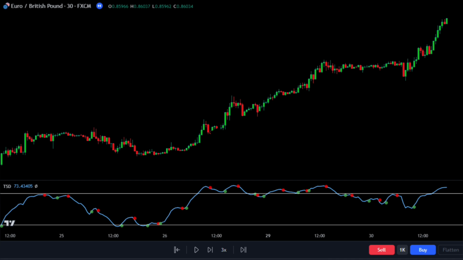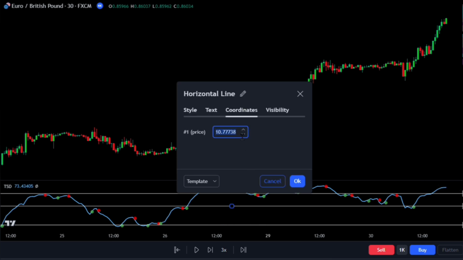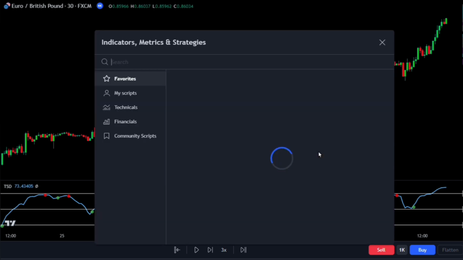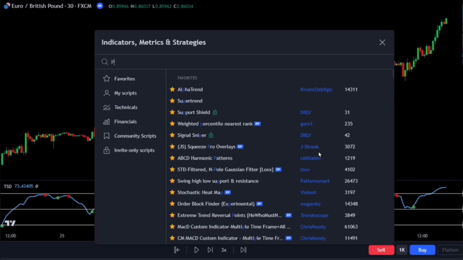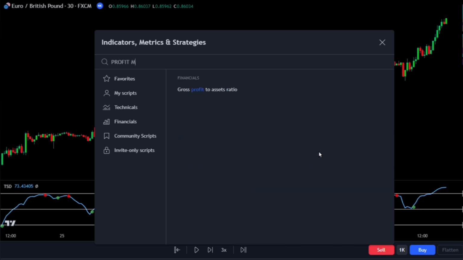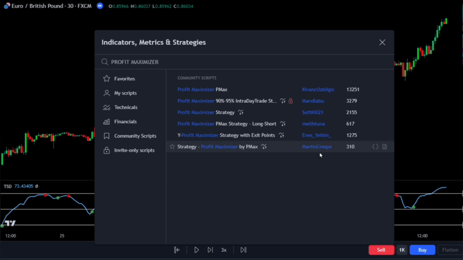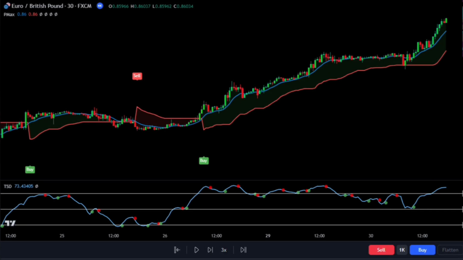One way to do this is by adding a third band line to the indicator and setting its coordinates to 0. This additional line will provide us with more reliable information. We can also add another indicator to the chart to further enhance the accuracy of our signals. To make these changes, go to the Indicator Search tab and look for the Profit Maximizer PMEX. Choose the one developed by Kivanc Ozbilgic and add it to the chart.